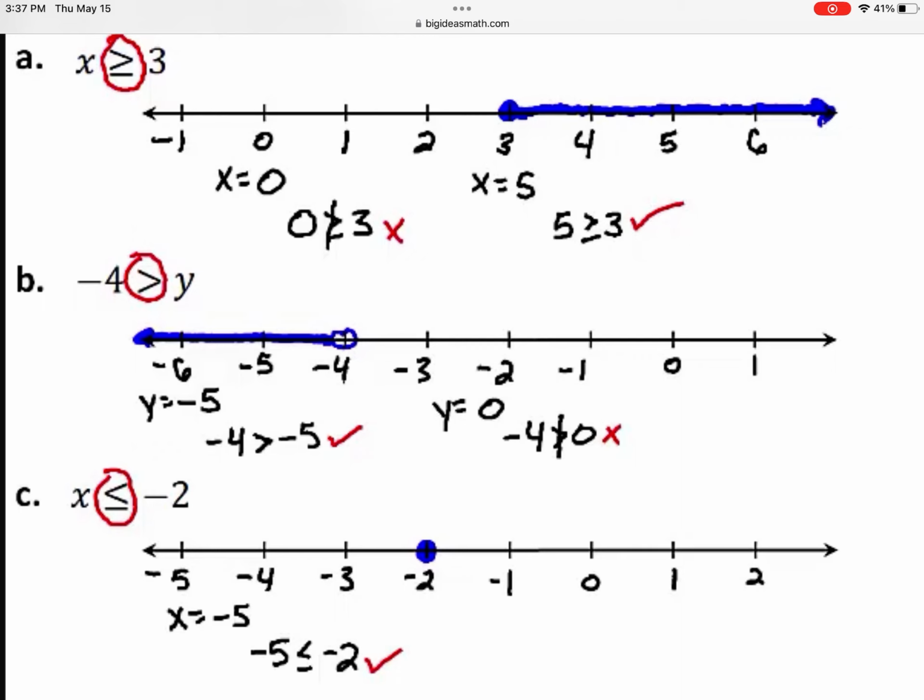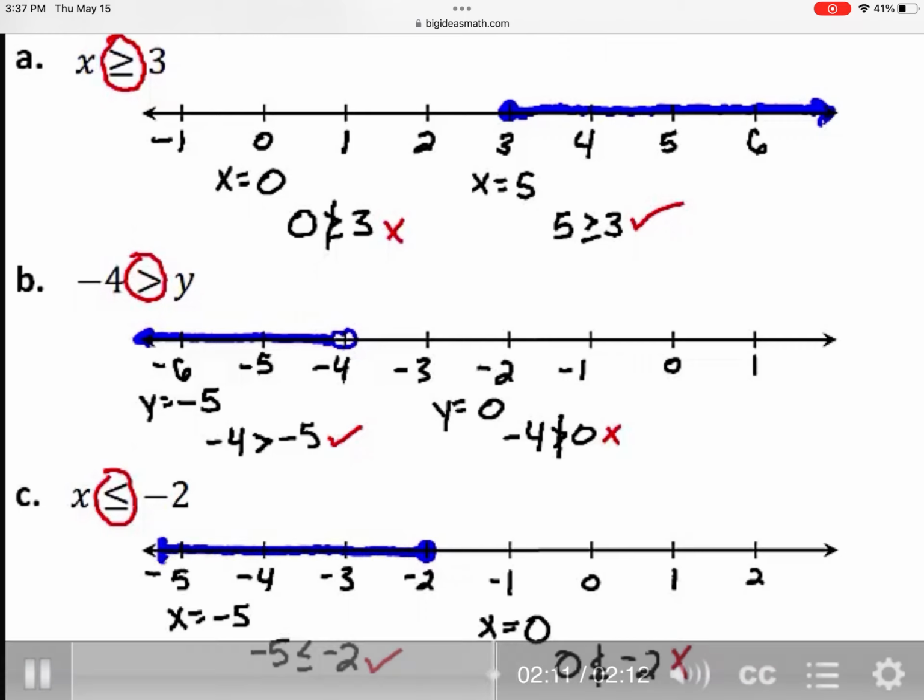Now you want to test a number to the right of -2 on the number line, such as x equals 0. To test x equals 0, substitute 0 for x in the inequality. Because 0 is not less than or equal to -2, x equals 0 is not a solution. So shade the number line to the left of -2.